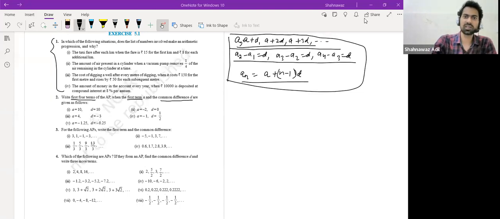So only these three concepts will be used, right? So let us quickly do this second, third, and fourth question. Let's quickly do them.